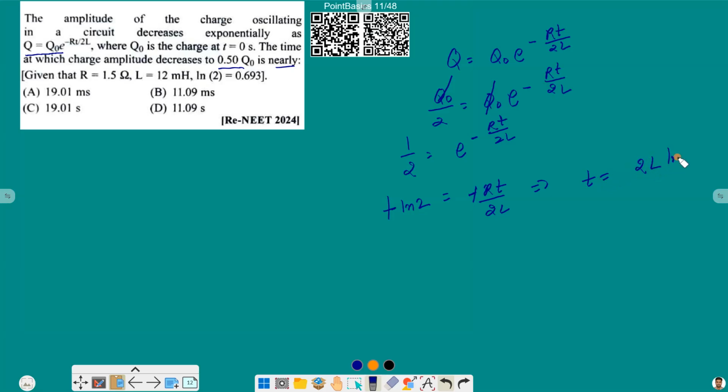2L into ln 2 divided by the value of resistance. So 2L is 12 millihenry, 12 into 10 to the minus 3. ln 2 is 0.693 as already given here, and resistance is 1.5 ohm. So solving all of these, we will get 11.09 into 10 to the power minus 3. That will be 11.09 millisecond.